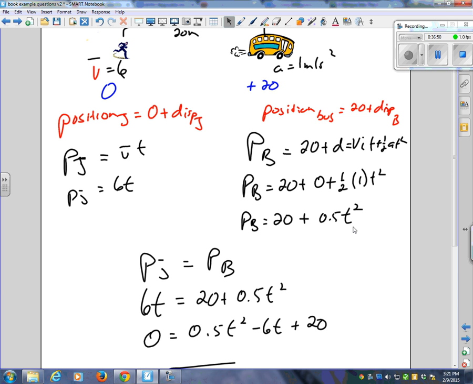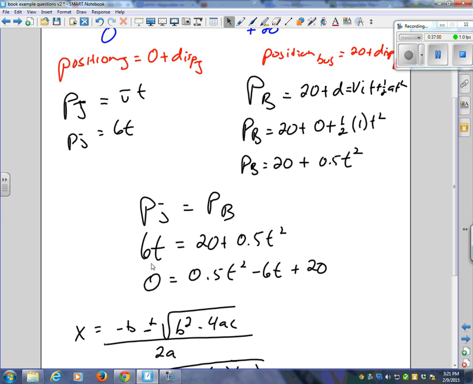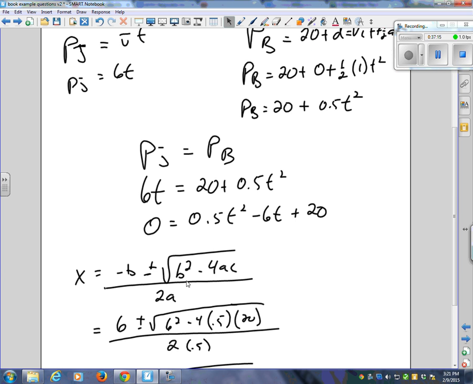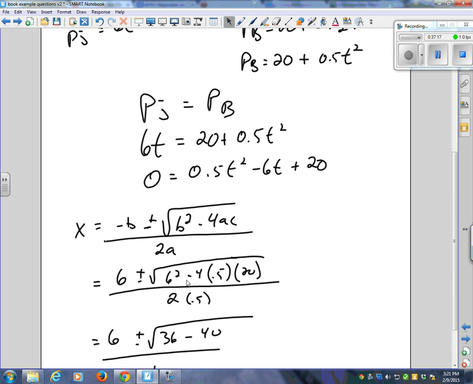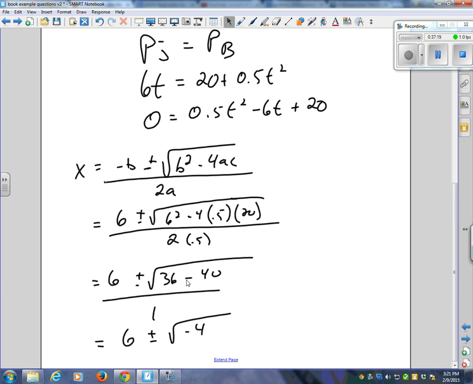Jack catches the bus when Jack's position and the bus's position are the same, which occurs when position Jack is equal to position bus. So you set them equal to each other. 6T is equal to 20 plus 0.5 T squared. Bring the 6 to the other side, it becomes negative. Rearrange it so that the T squared is out front. Cheer because it's the quadratic formula. And after you plug it all in, you eventually discover that Jack doesn't catch the bus.